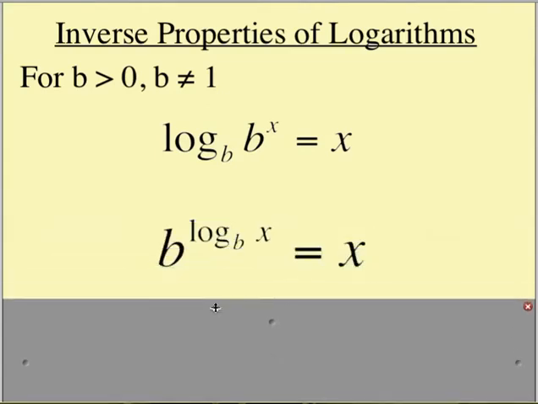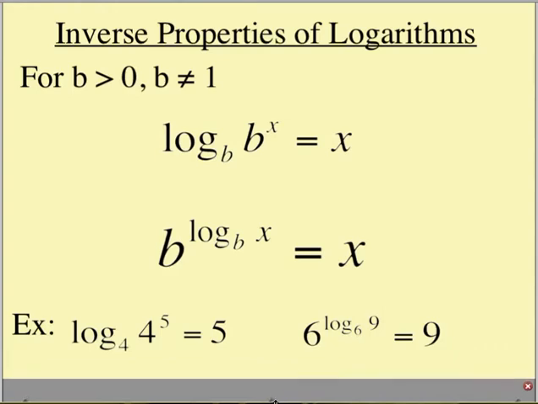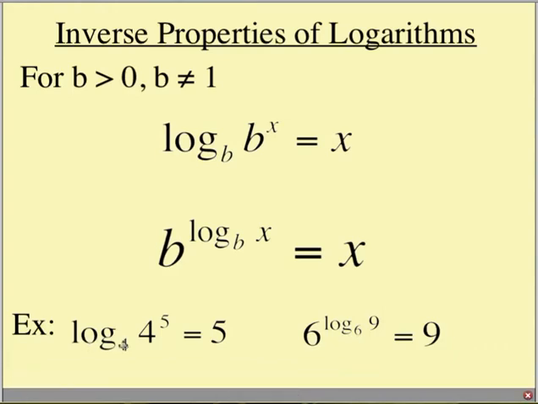The other one is if you have the base b to the power of log base b of x, then you're just left with x. So we have two examples here. Log base 4 of 4 to the 5th. This is pretty much saying 4 to what power gives you 4 to the 5th? Well, your answer would be 5. 6 to the log base 6 power of 9, you're just left with an answer of 9. So that's how the inverse property of exponentials and logarithms work.